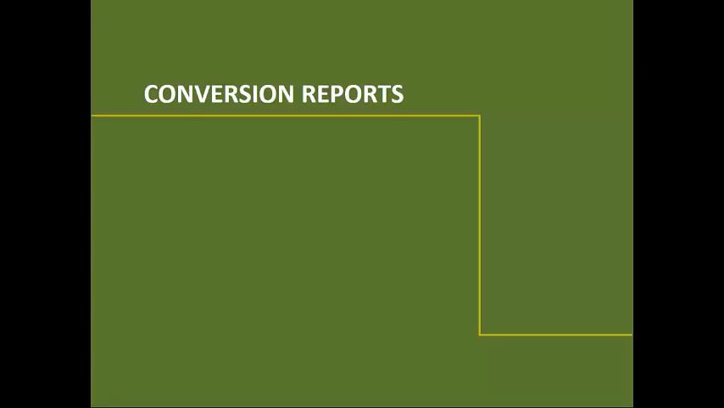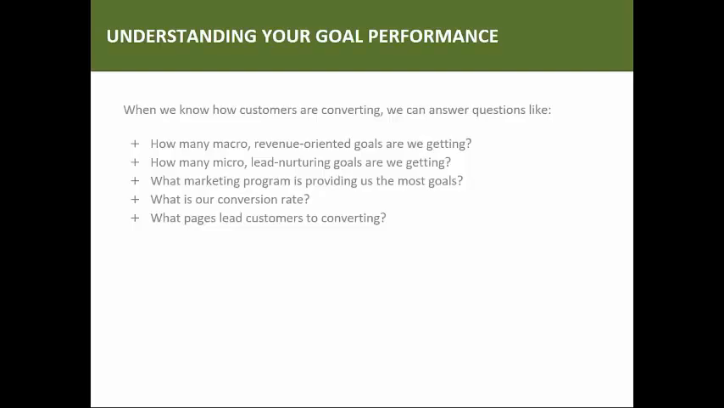And our conversion reports. So conversions tell us how many goals we're getting, right? That way we can track what kind of success and profit we're getting from the website. And here we can answer questions like: how many macro revenue-oriented goals are we getting? How many micro lead nurturing goals are we getting? What marketing program is providing us the most goals? What's our conversion rate look like? And what pages lead customers to converting?